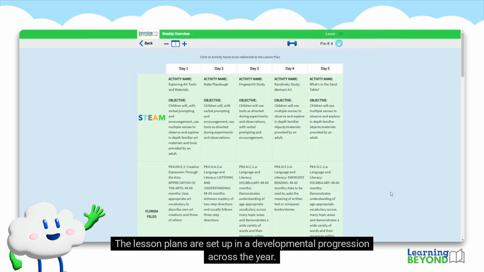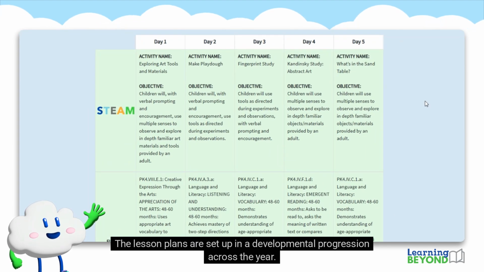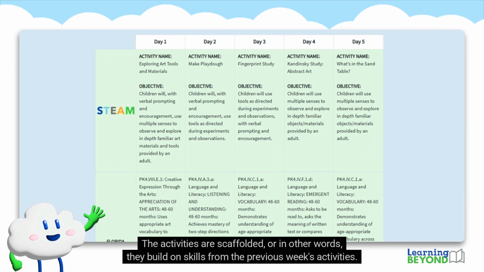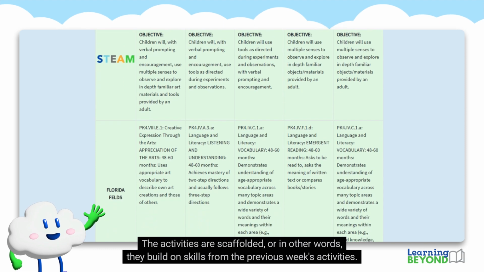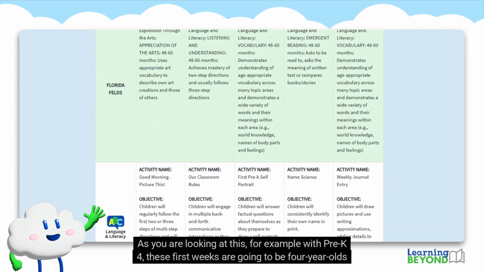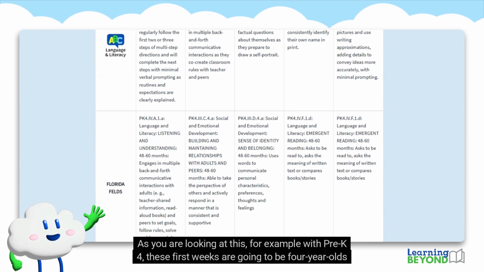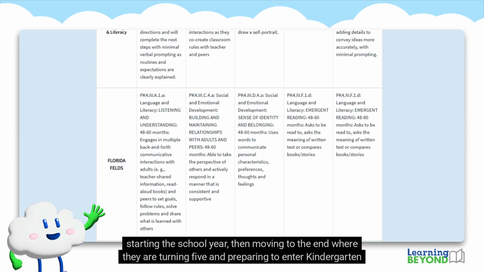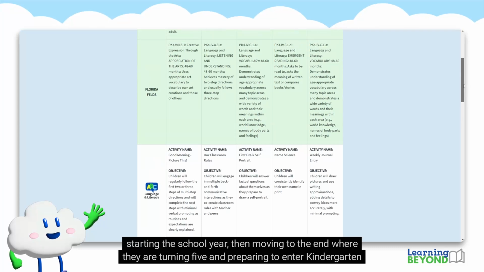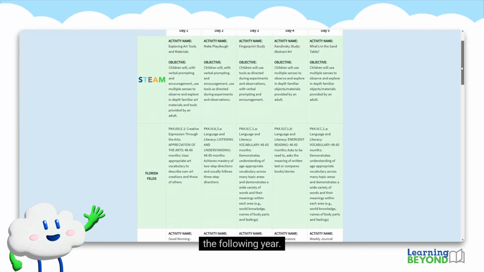The lesson plans are set up in a developmental progression across the year. The activities are scaffolded, or in other words, they build on skills from the previous week's activities. As you are looking at this, for example, with Pre-K4, these first weeks are going to be 4-year-olds starting the school year, then moving to the end where they are turning 5 and preparing to enter kindergarten the following year.